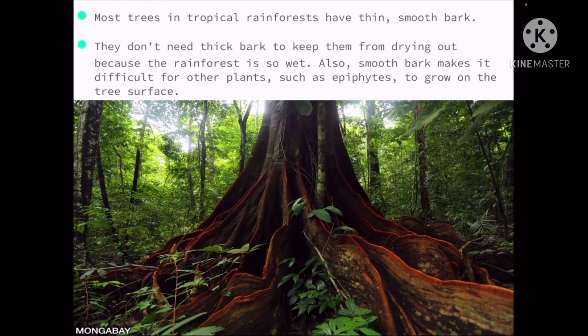Most trees in the tropical rainforest have thin, smooth bark. They don't need the thick bark to keep them from drying out because the rainforest is so wet. Also, smooth bark makes it difficult for other plants such as epiphytes to grow on the tree surface.